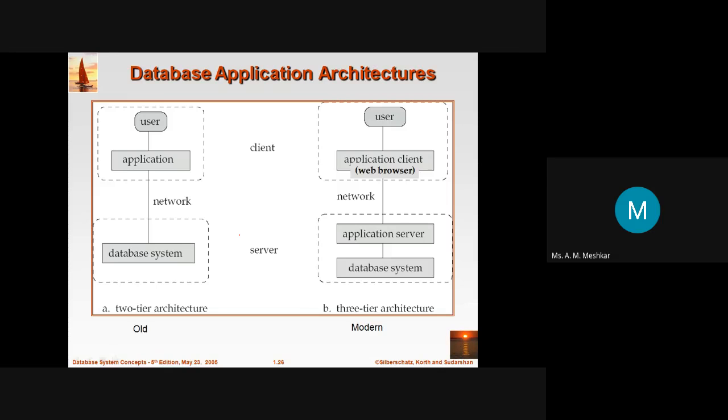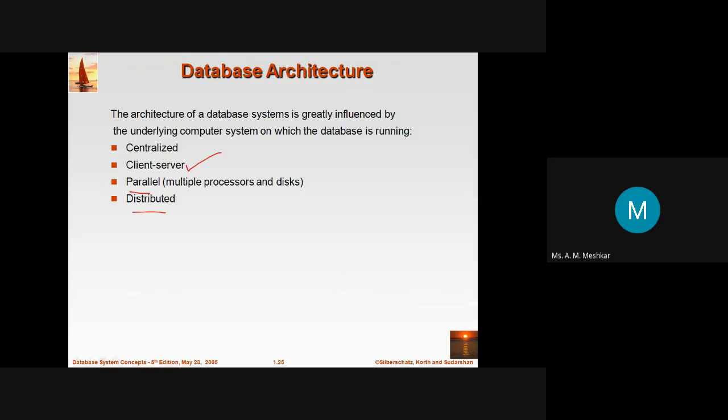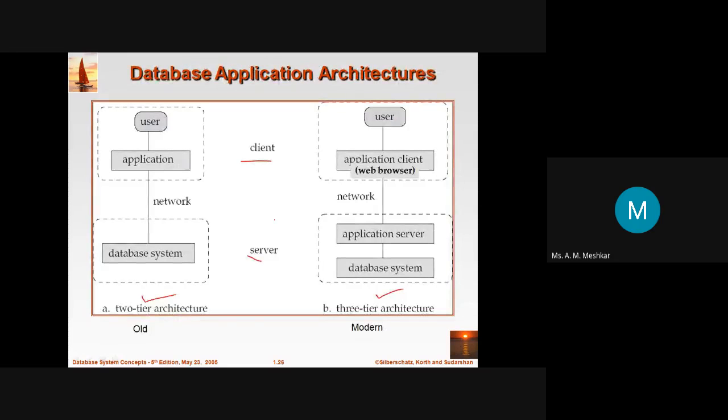Okay, you can draw this diagram. So this one, as you can see here, is the 2-tier architecture, and this is a 3-tier architecture, which is a subtype of client server architecture.